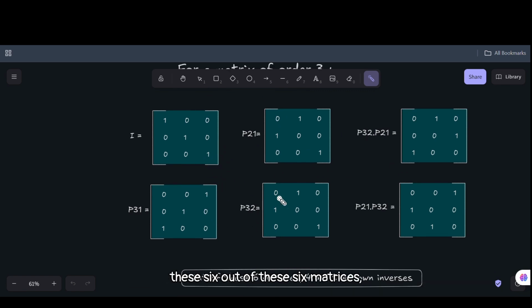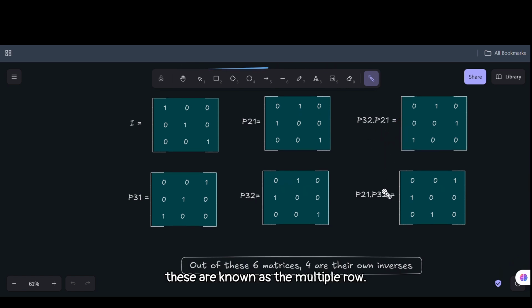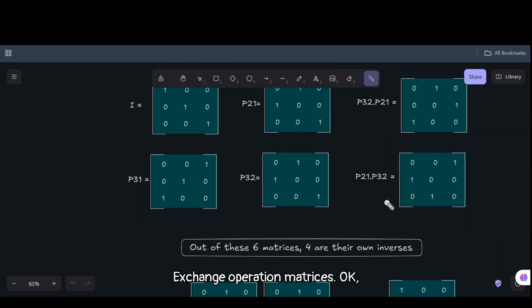Now out of these six matrices, 4 of these are single row operation. That means that we have acquired them through a single row operation only. We have operated a single row operation on them, and we have acquired our permutation matrix, and the rest two are known as the multiple row operation. That means we have operated row exchange operations multiple times to acquire our permutation matrix, and hence these are known as the multiple row exchange operation matrices.